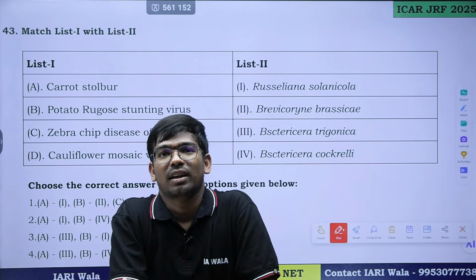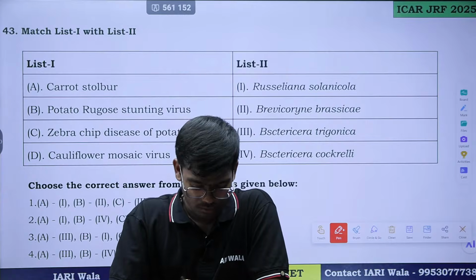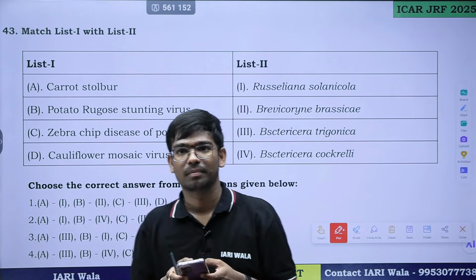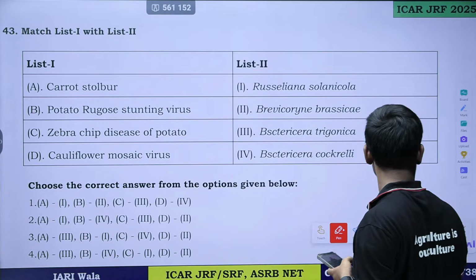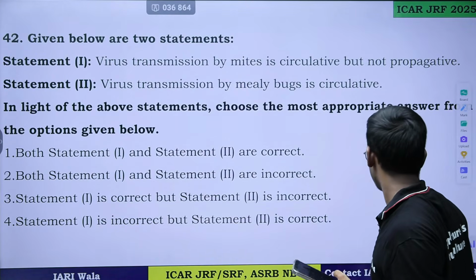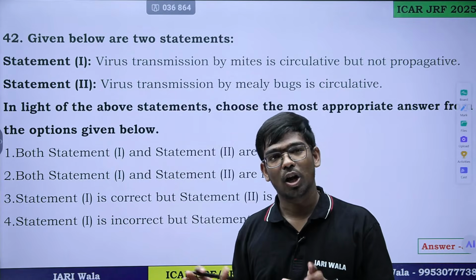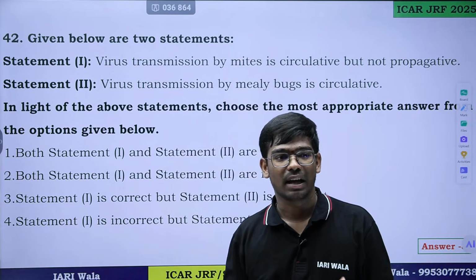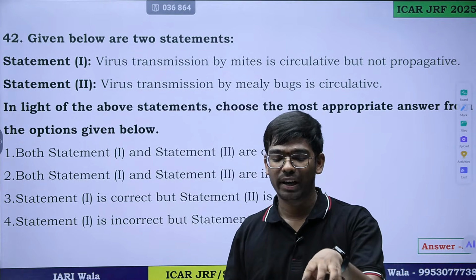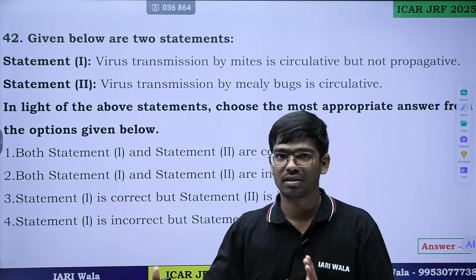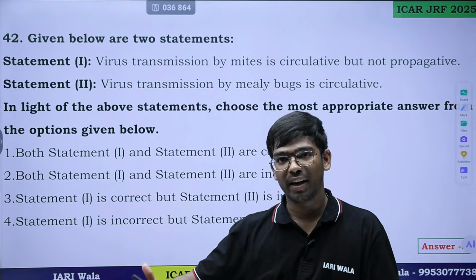Again, the same question that was asked in the 2022 paper. See, in this question they have given two statements. Virus transmission by mites is circulative but not propagative. That statement is correct, and the mite transmission is like that. But in case of mealybugs, it's non-circulative. So you need to read. Previously I was mentioning how whiteflies transmit persistent and circulative, and mealybug semi-persistent. Like that you need to list out for all the insect vectors so that it will be very useful.